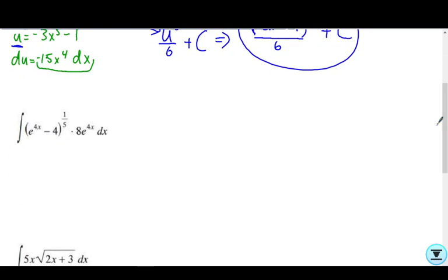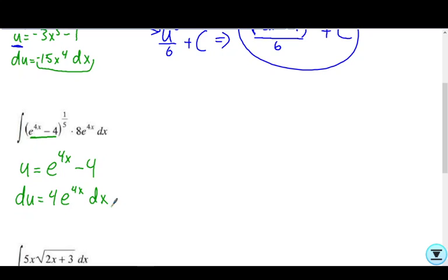So again, we have this. Okay, the first thing I see is a function inside of a function. So I'm going to pick this to be u. So u equals e to the 4x minus 4. Then I take the derivative. And to do e to the 4x, you got to do chain rule, because you have a function inside of a function. So the derivative of 4x is 4 e to the 4x dx.